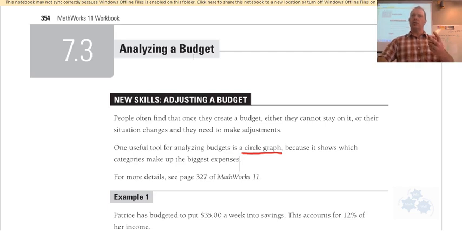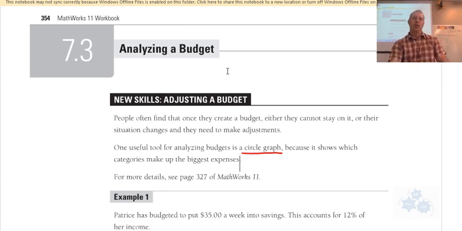So we're going to talk about two kind of newish things, including the circle graphs or the pie charts from before. That's right. We're going to make a pie chart to represent our budget, because it's always nice to have a visual for things like this.